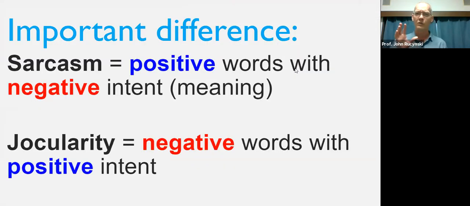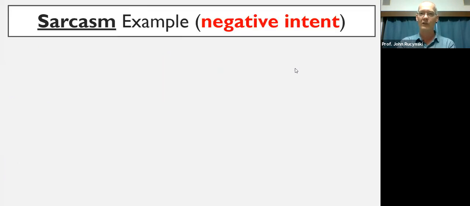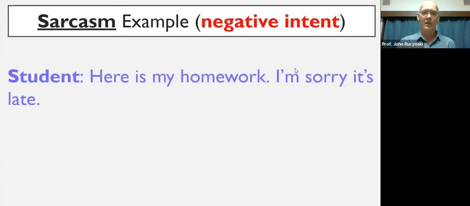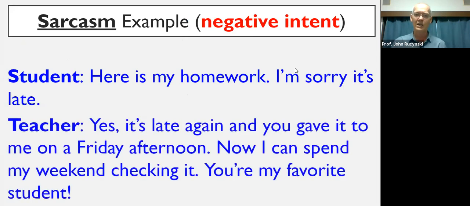So let me explain this important example, a difference if you're not familiar. So when we think of the different kinds of verbal irony, sarcasm is when we have positive words, but a negative intent. On the other hand, jocularity, negative words, positive intent. So let's think of how this could cause a problem with a language learner in either case. So sarcasm, student says, here's my homework, I'm sorry it's late. And the sarcastic teacher says, yes, it's late again, and you gave it to me on a Friday afternoon. Now I can spend my weekend checking it. You're my favorite student. Now, hopefully the student can understand that's not true, but it could cause a misunderstanding.